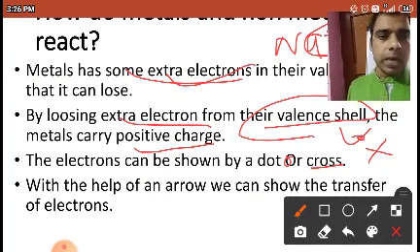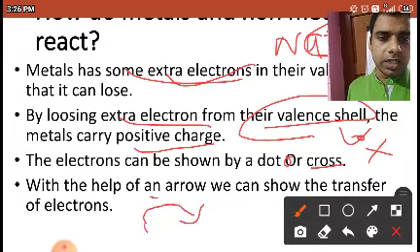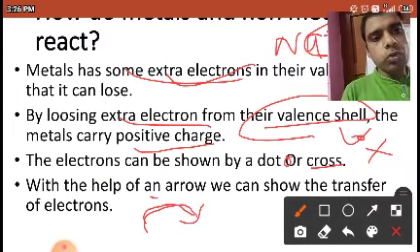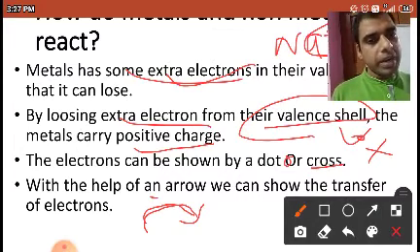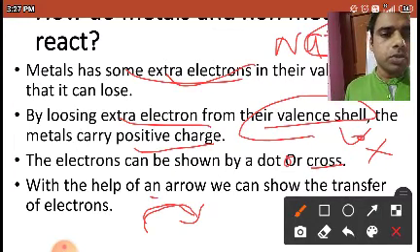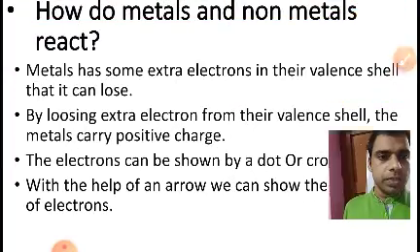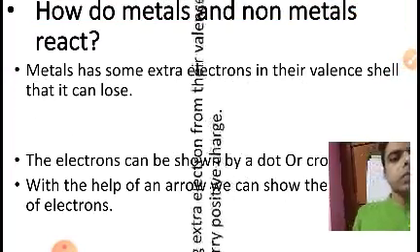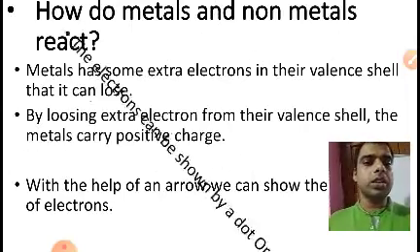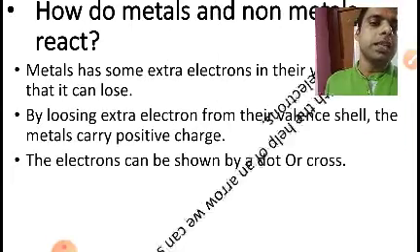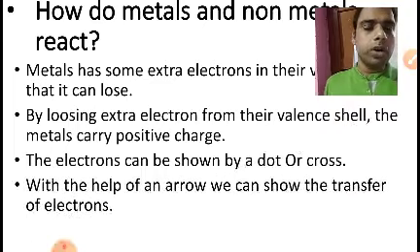Okay now, with the help of an arrow, when you are showing that one electron is transferring from Na to someone, you have to show it by an arrow. Let me show what this actually means. Here you can read that by losing extra electrons from the valence shell, it can form a positive charge.